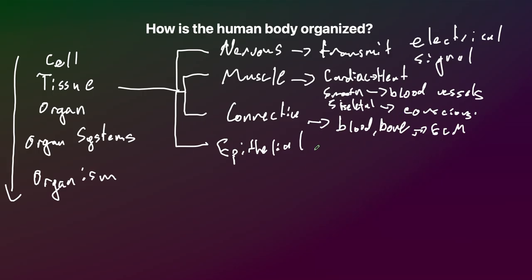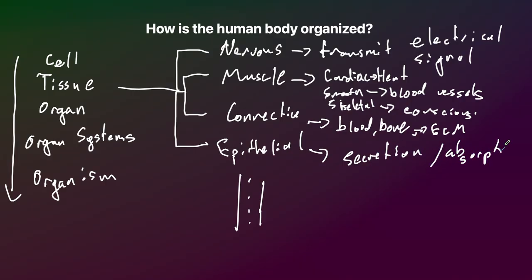And then you have epithelial tissue. So this surrounds a pathway or like a tubule like this, and then you have stuff in here. And then it's used for secretion or absorption of stuff like ions, organic molecules, etc.